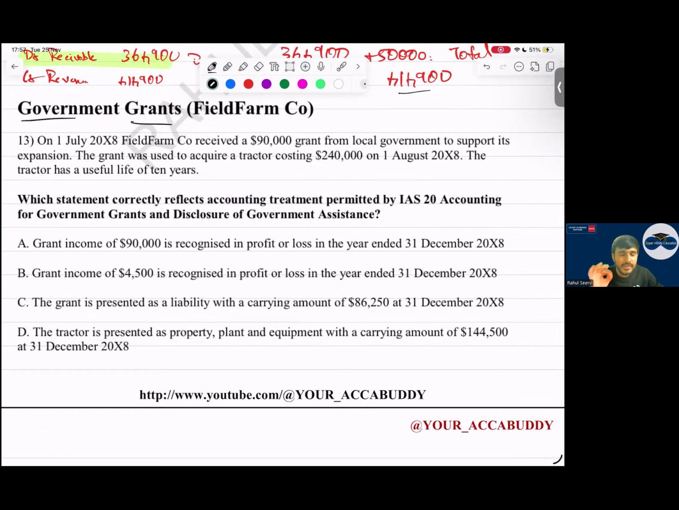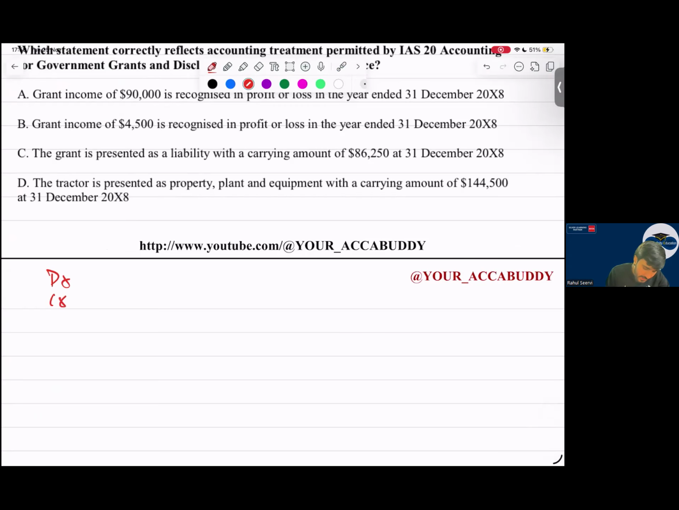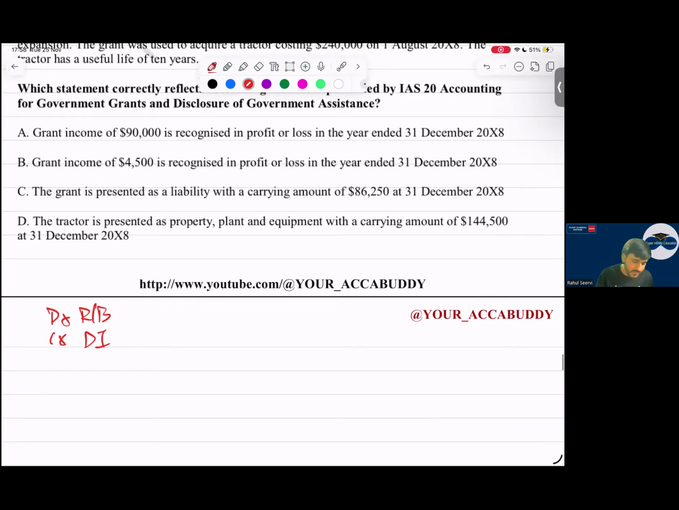What is the basic journal entry which we pass in a government grant? If you remember, debit receivable or bank, and credit what? Deferred income. This is the priority that is given, not reduction in the cost of the asset. There are two methods: either we reduce from the cost of the asset or we recognize deferred income. But before that, we have to see whether it's a capital grant or revenue grant. Let us read the question.